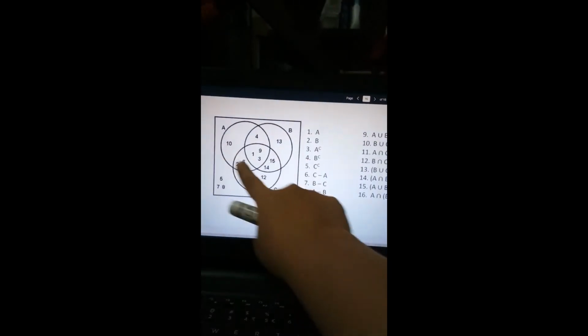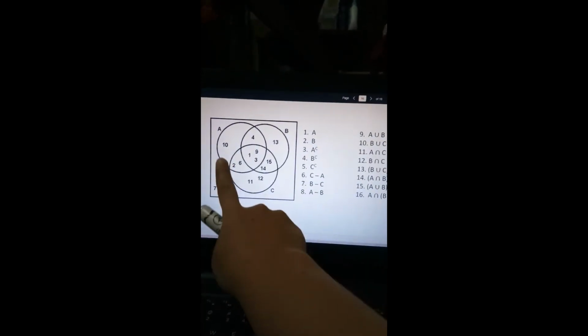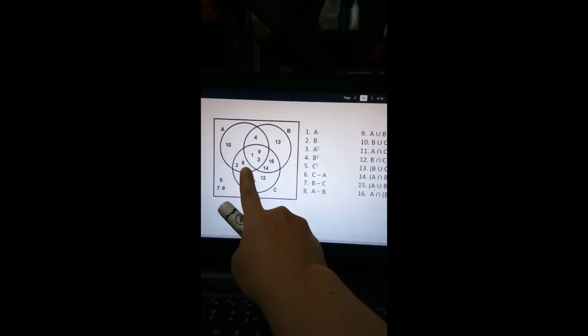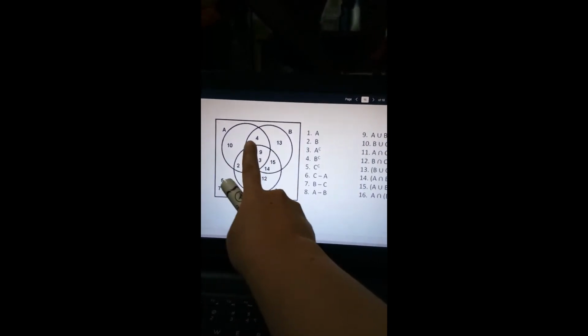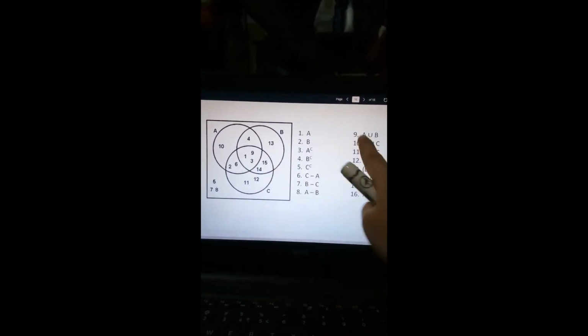A union B. Union, you're going to combine. So, combine all elements of set A and then set B. What are the answers? We have 10, 2, 6, 1, 3, 9, 4, 14, 15, 13. That is A union B.